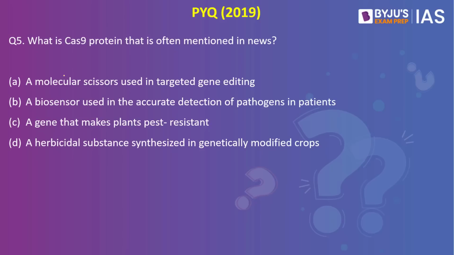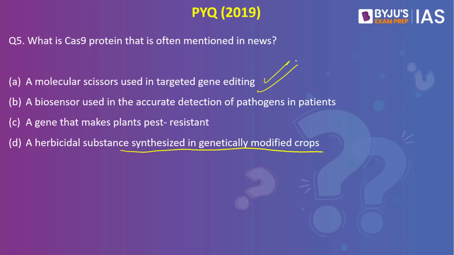Next is a previous year question from 2019. What is Cas9 protein, which is often mentioned in news? A molecular scissors used in targeted gene editing, a biosensor used in the accurate detection of pathogens in patients, a gene that makes plants pest resistant, or a herbicidal substance synthesized in genetically modified crops. The correct answer here is A.